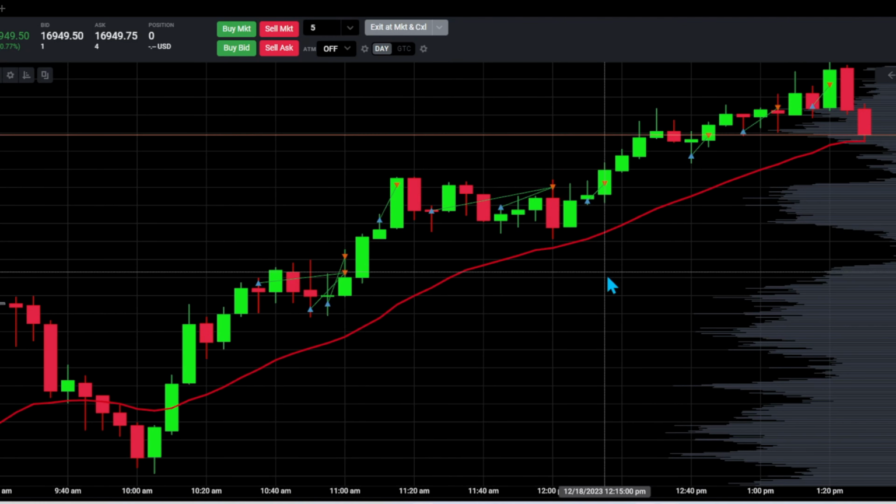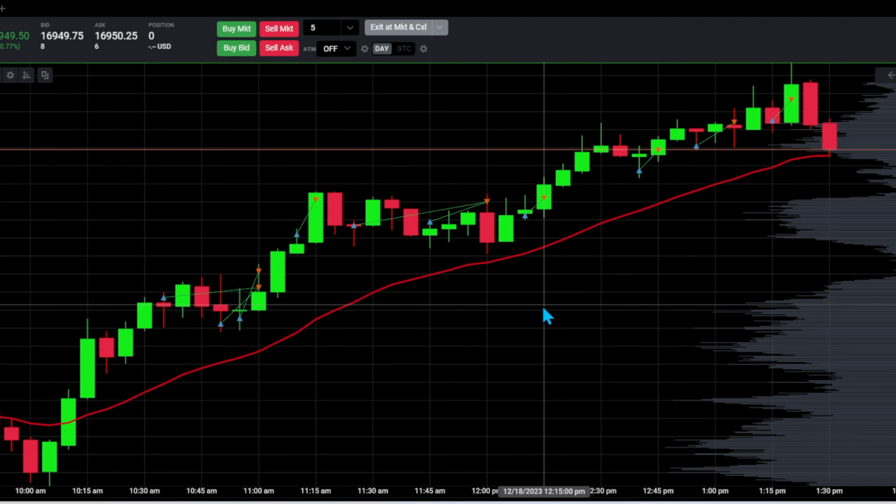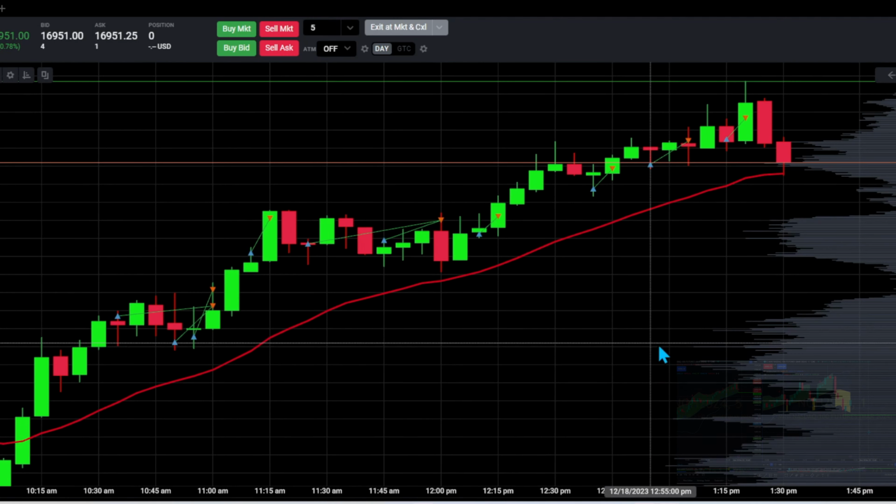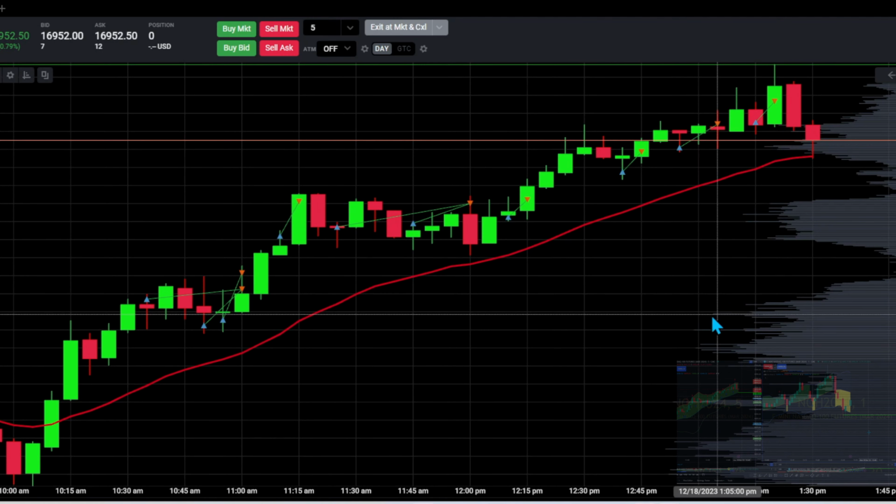But just look at this chart and pause it for a second and see if you can tell why I took some of these trades. And then I'll give you the strategy behind it.